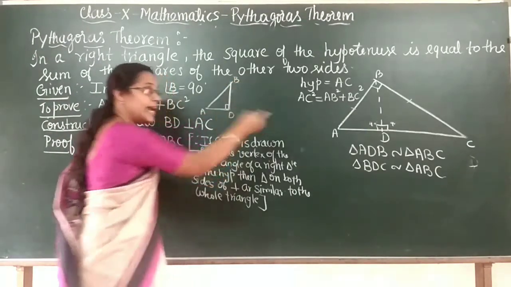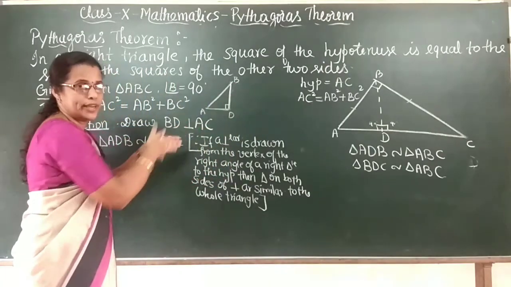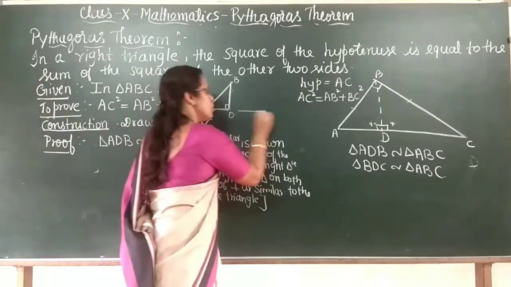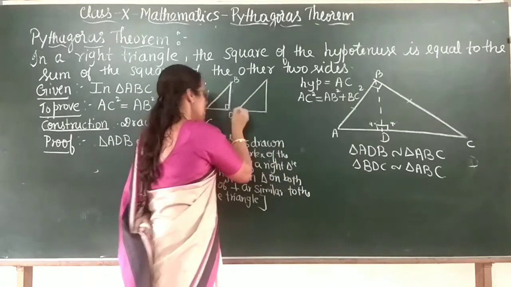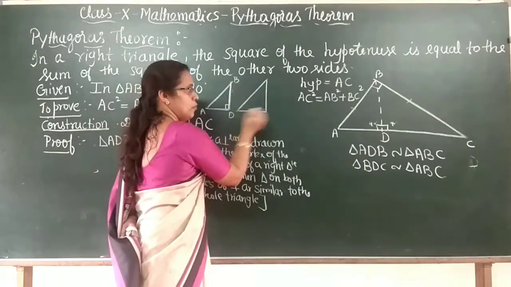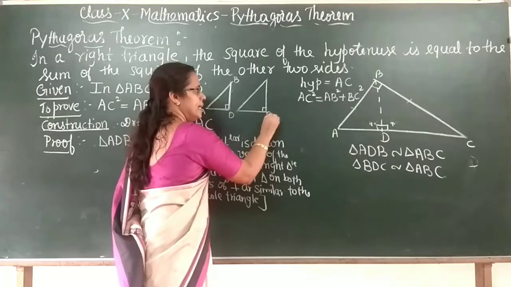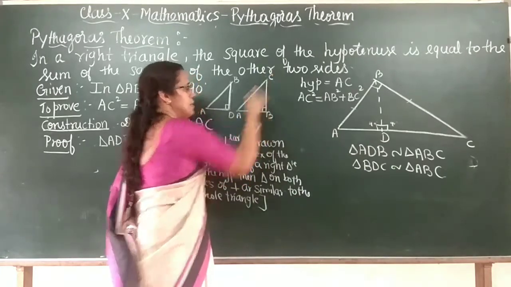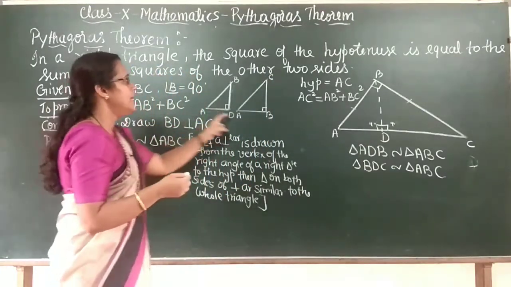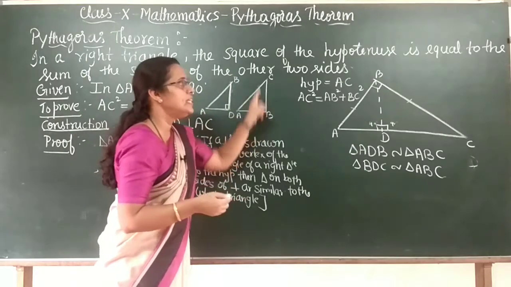ADB, right angled at B. So that I have split and drawn here. Is it okay to understand that? So now the triangle ABC, where B is 90 degrees. So here A, here C. Is it okay, children? So ADB and ABC.